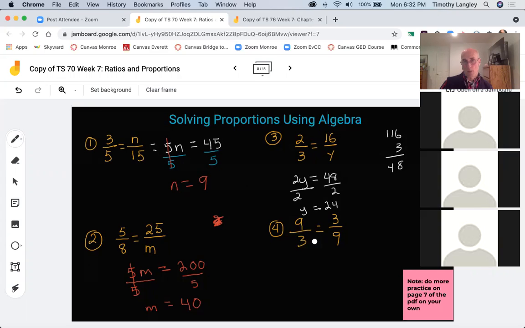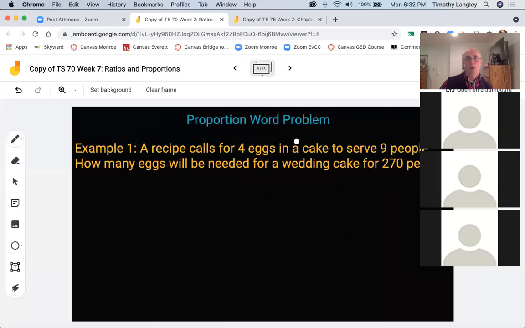Number 4 here, I'm not sure what happened on that one. One of those is supposed to be a variable, so we're going to skip it and move on. All right, let's look at a couple of word problems, and then I think we'll be about ready to wrap it up tonight. So I'm going to look at a couple of these word problems here.